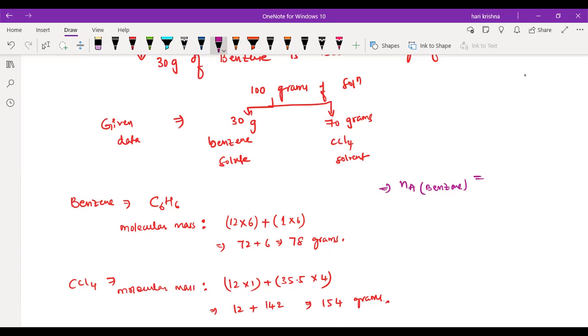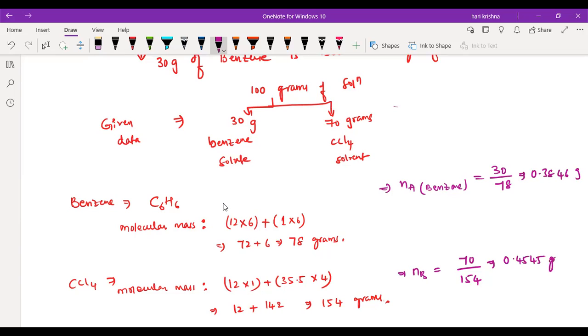So what is Na first? It is 30 by 78. So Nb is what? It is 70 by 154. Just solve these two and you'll get the answer. So the Na value is 30 by 78, the Nb value is 70 by 154. So 30 by 78 is 0.3846 and 70 by 154 is 0.4545.